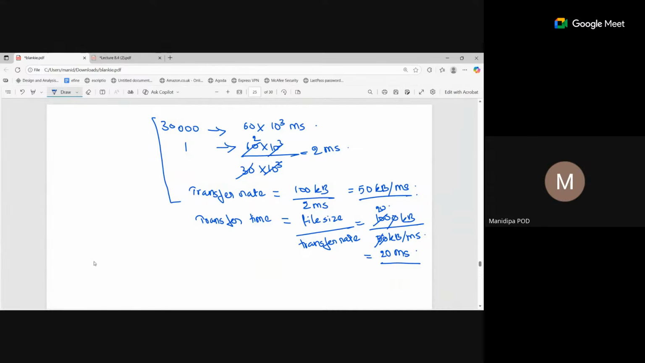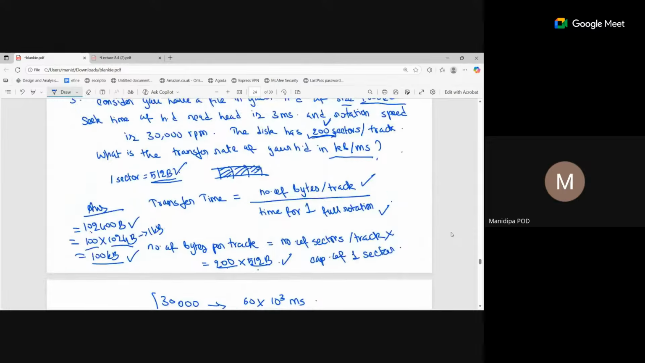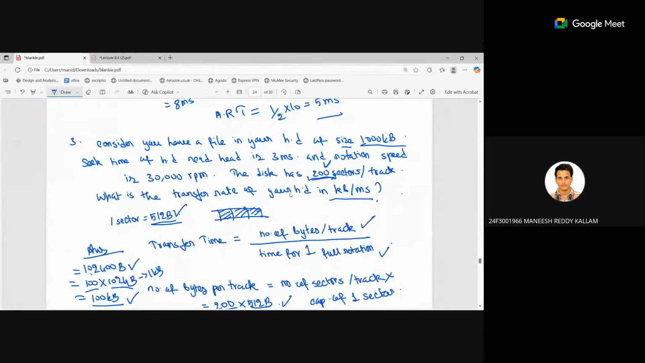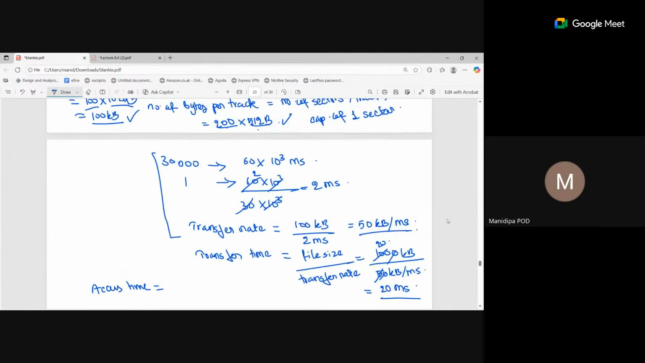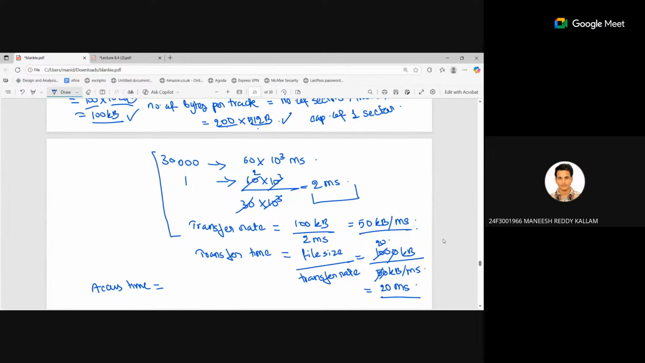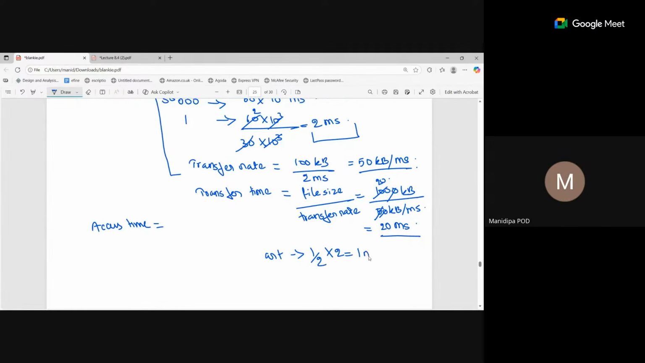Now, what is the access time here? See the question. Is anything mentioned? Yes, ma'am. Seek time is given, and we can find the average rotational latency and sum that. Average rotational latency is half times one complete rotation. One complete rotation takes 2 milliseconds, so half into 2 is 1 millisecond, that's your average rotational latency. Seek time is given as 3. 3 plus 1, so 4 milliseconds is the access time. These sums are very easy to do. You just have to remember the formula, that's it.